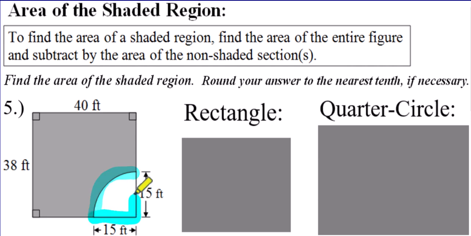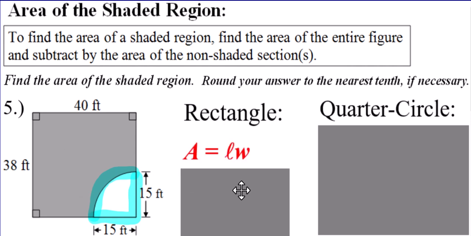And this is not a full circle. This is not even a semicircle. This is a quarter circle. So I've already labeled this for you. We've got a rectangle and we've got a quarter circle. What we're going to do is find the area of the total shape, which is the rectangle. And we will get that by using the rectangle's area formula. You can go ahead and start writing this down.